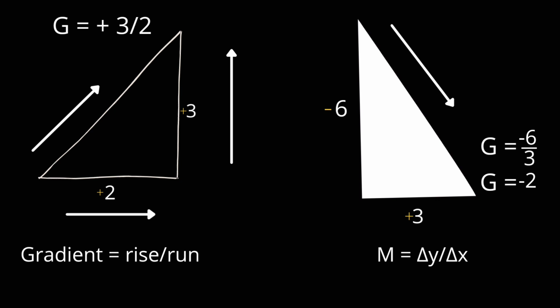If we have a larger number, not taking into account the sign, the larger the gradient, the more steep the hill, or in this case, the triangle, is going to be. The smaller the gradient, the less steep the slope is.